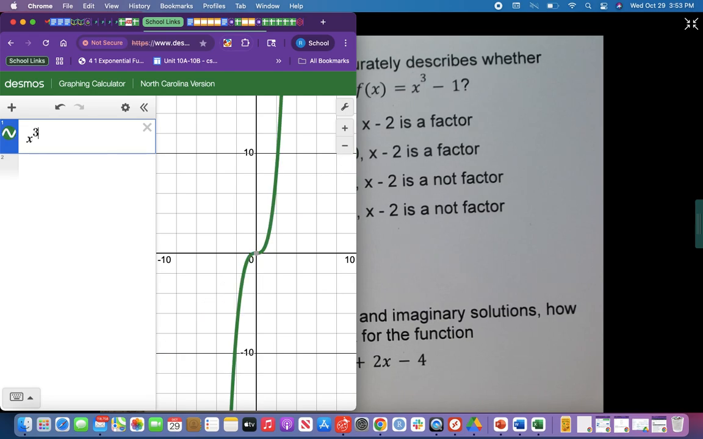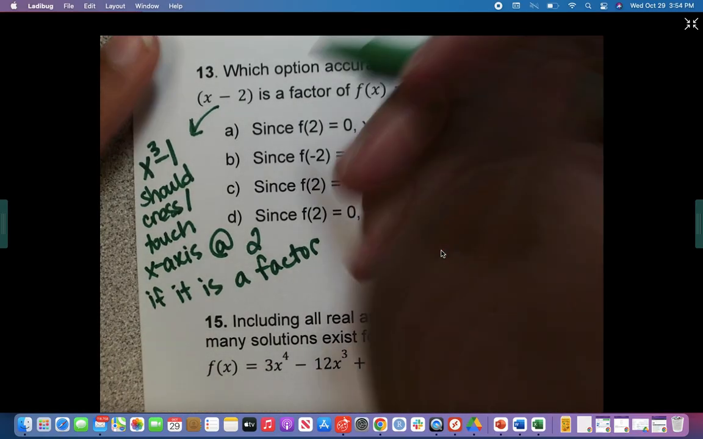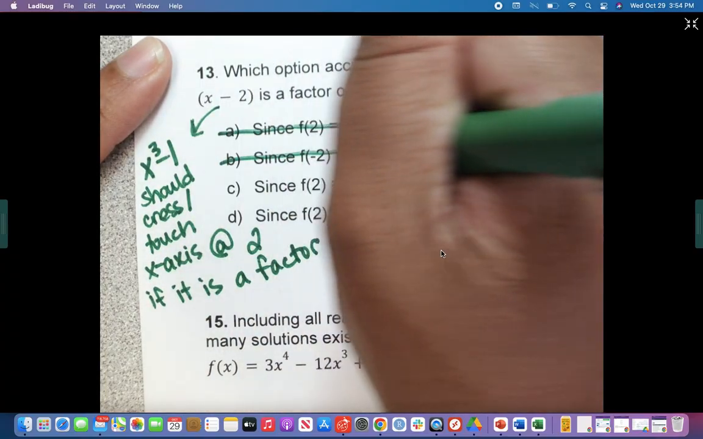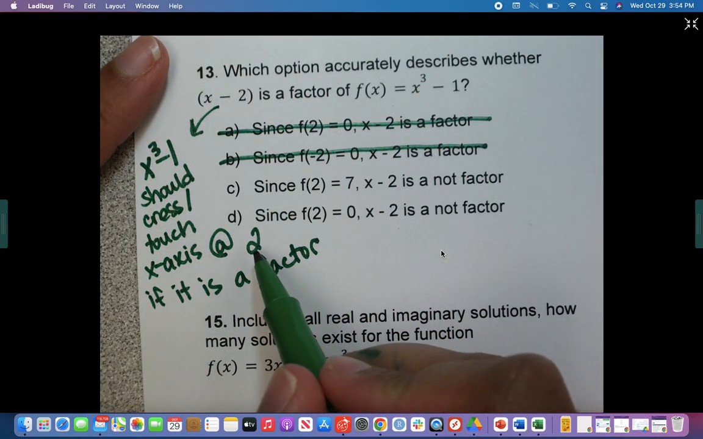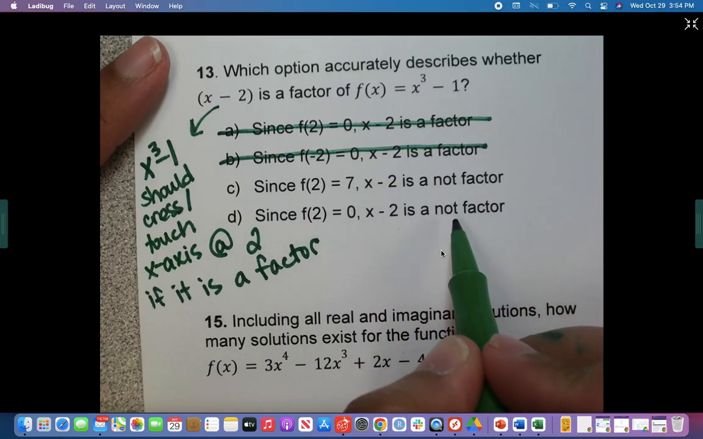So x to the third minus 1. It crosses at positive 1, not positive 2. So that means that it's not a factor. So let's look at our answer choices. Both A and B say it is a factor. We know it's not a factor because the graph did not touch the x-axis at 2. It touched at 1. So not a factor, not a factor.